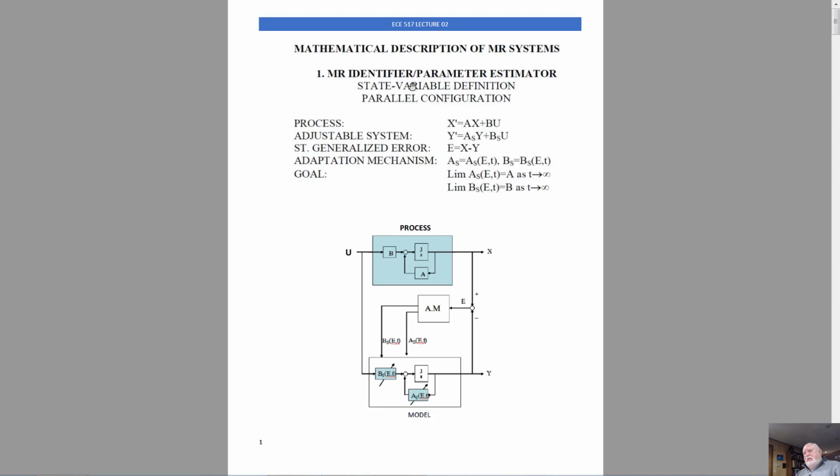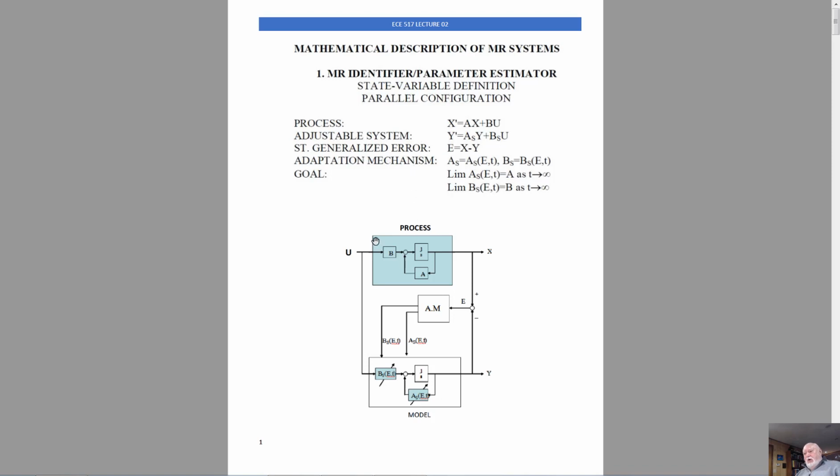We will consider a system defined using state variable notation, and we will consider specific parallel configuration of the system. The graph below shows you the real physical process. This real physical process has partially unknown parameters, parameters specifically of matrix A and matrix B. And then we have an adjustable system. This adjustable system is represented by a simulation code, effectively, that simulates a system of similar dimension using the adjustable matrices, matrix A, fundamental matrix, and adjustable matrix B.